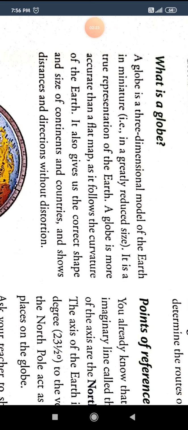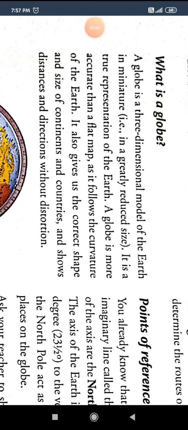So the globe is also a three-dimensional model of the earth in miniature, that is, accurate but greatly reduced in size. Miniature means reduced size, because it is not possible to make a model of the earth at its actual size. The globe is a true representation of the earth, and it is more accurate than a flat map.